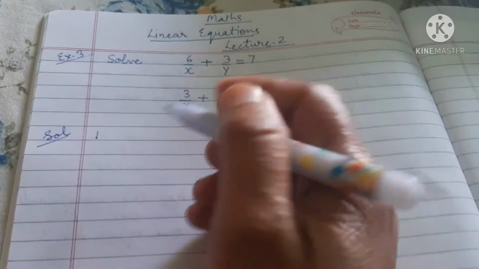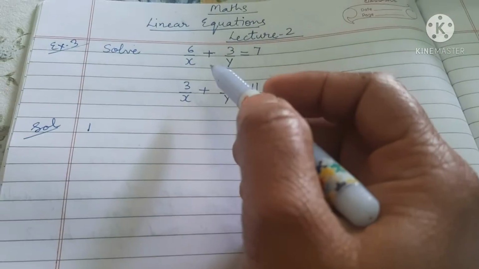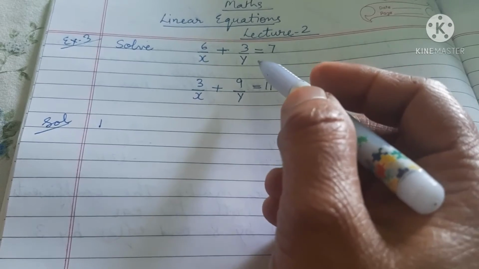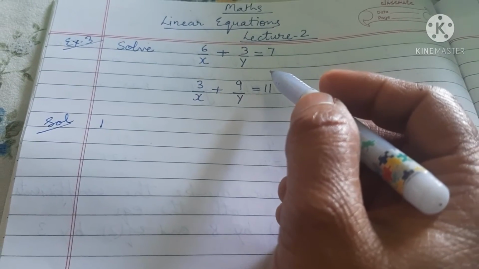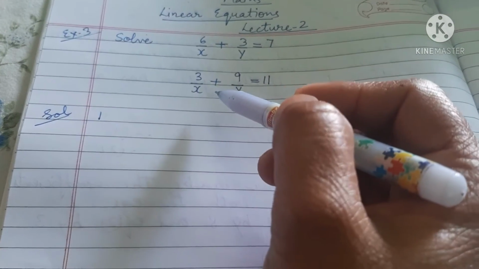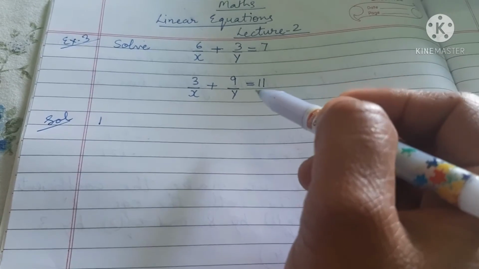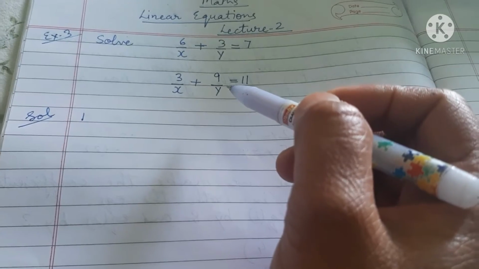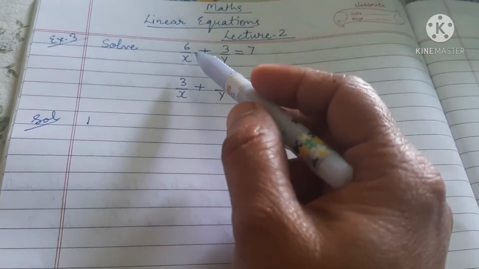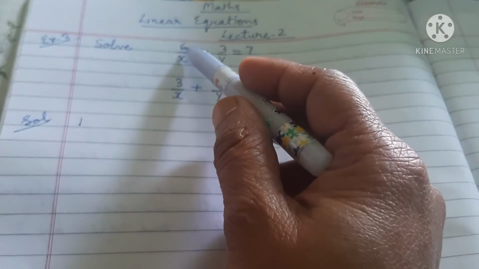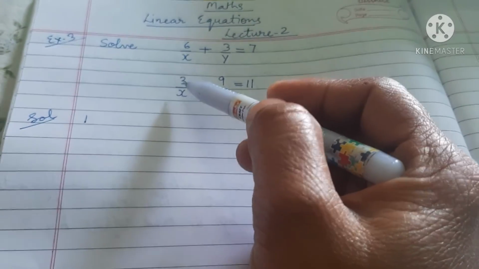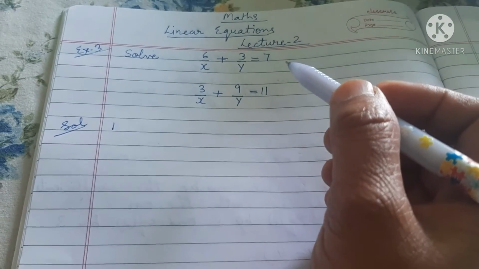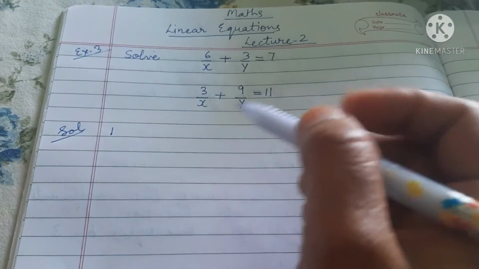Okay, so now suppose there are two equations. The first is 6 upon x plus 3 upon y is equal to 7, and the second equation is 3 upon x plus 9 upon y is equal to 9. Suppose we have to solve these two linear equations. You see 1 by x here, 1 by y here, here also 1 by x and here 1 by y. So what will you do? You will assume.